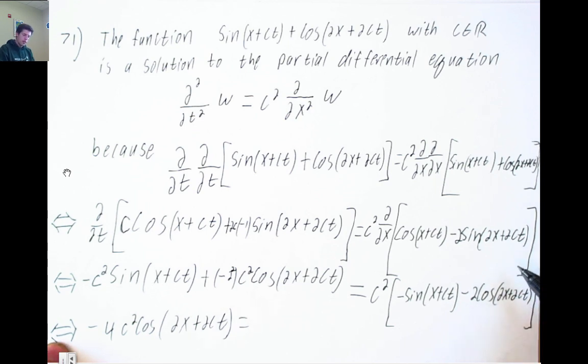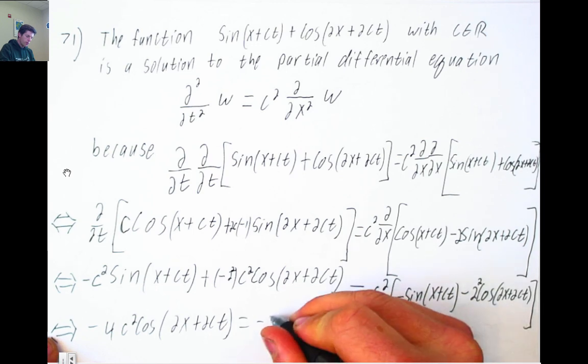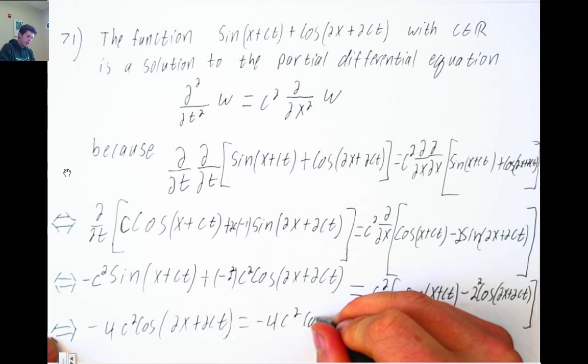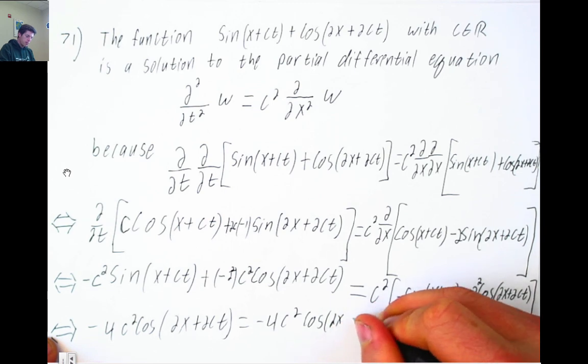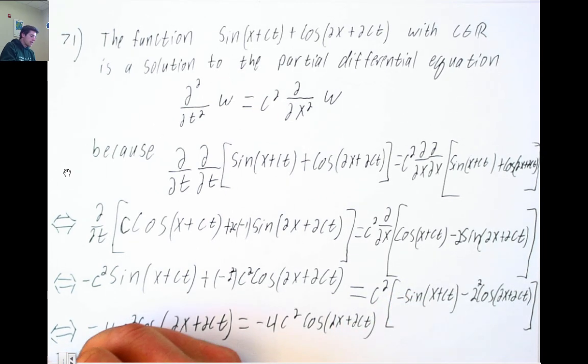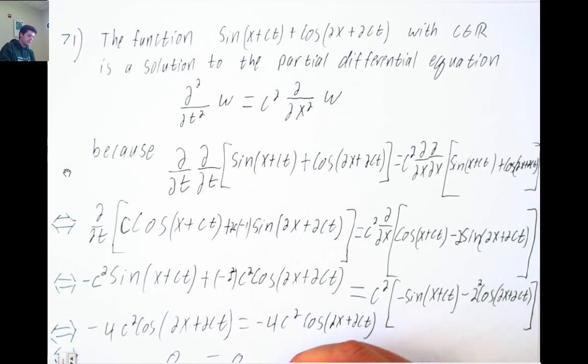wait a minute, did I forget the chain rule over here? Yeah, I did, right? When I took the derivative with respect to x, the second time I needed another one of those. Okay, so that's negative 2 squared, that's 4, and there's a c squared right there, and a cosine of exactly the same thing, 2x plus 2ct, and that, in the end, is equivalent to 0 is equal to 0.